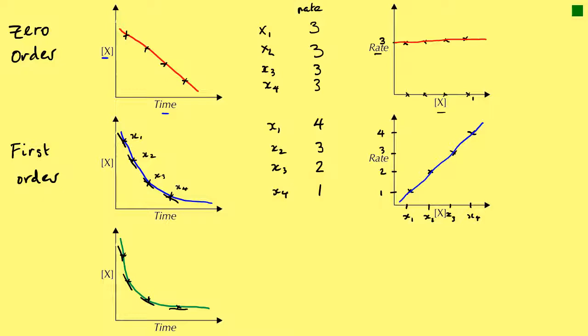So this rate might be 16, this rate might be 9, this rate might be 4, and the shallowest one after the most amount of time might be 1. So then we're going to plot that on a rate concentration graph again. So we plot those numbers and you get a curve that does look like this.